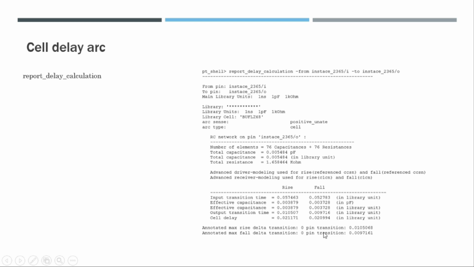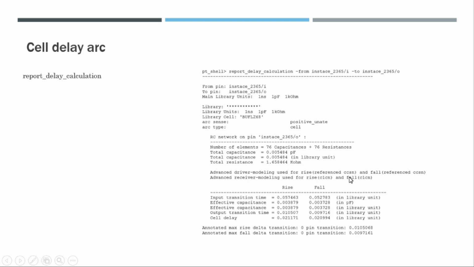And also it's showing the pin transition over here, which is the output pin transition. It's also mentioning something very important here, which is that the advanced driver model is used for rise and fall, and similarly the advanced receiver model is used for rise and fall.